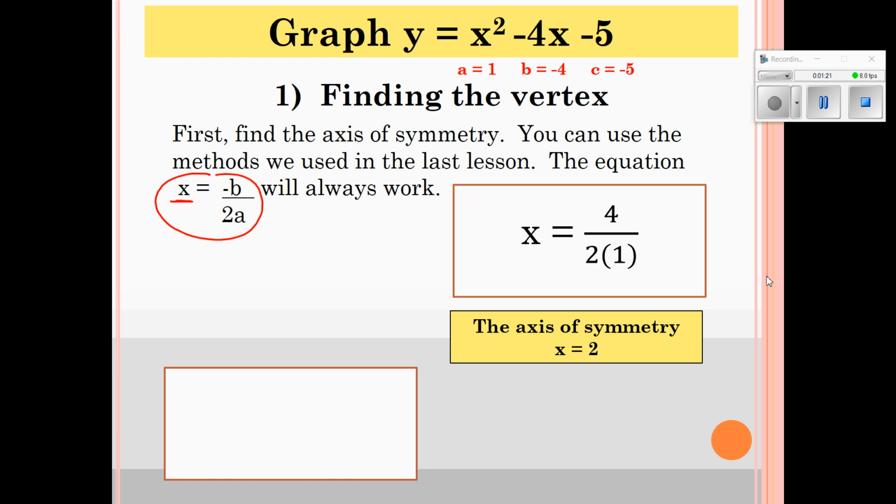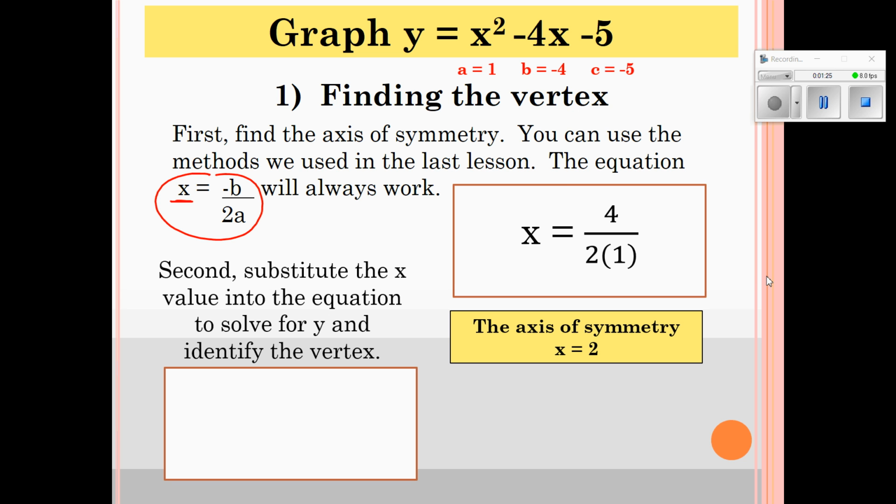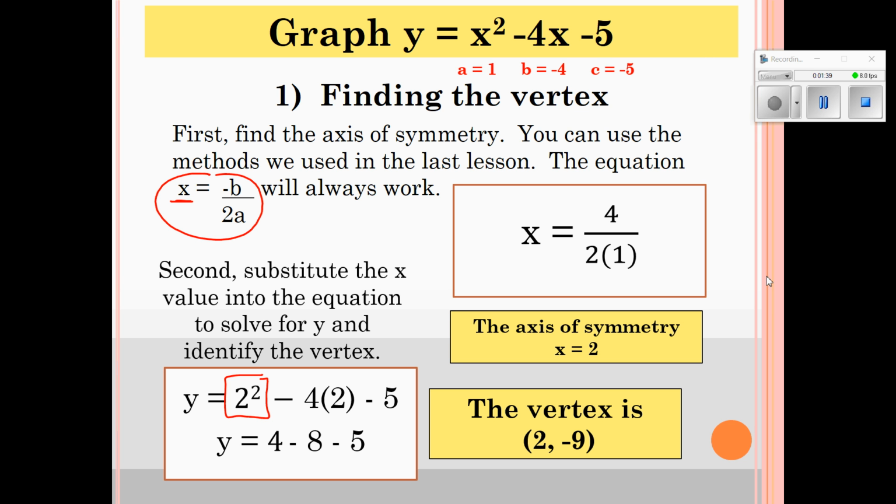Remember, now we need an ordered pair for the vertex. So we're going to plug 2 back into the equation. When we plug 2 back into the equation, we're going to have 2 squared minus 4 times 2 minus 5. We always evaluate the exponents first. So you're going to have 4 minus 8 minus 5, which is negative 9. And so we know that our vertex is equal to (2, negative 9). Now we know where the vertex is. So that was our first step, finding the vertex.